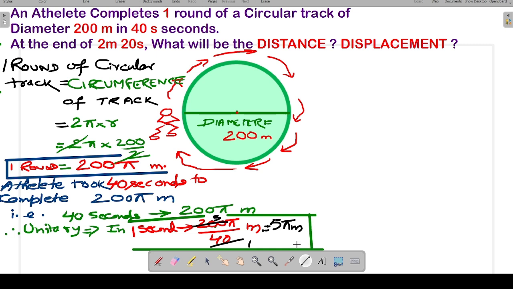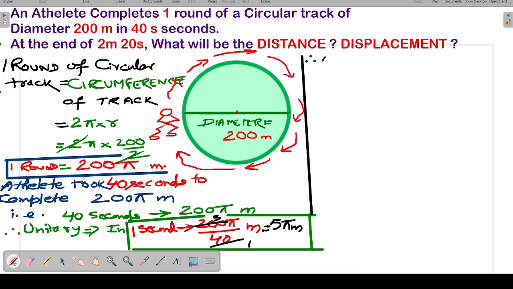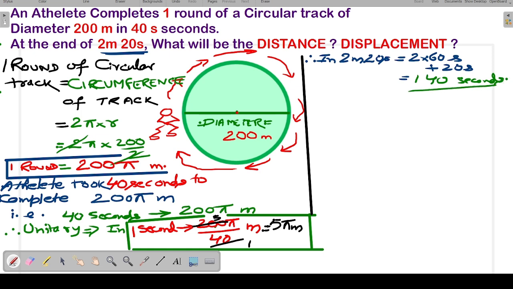So just mention over here that 5 pi meter is the distance which is covered by the athlete during running in 1 second, right? Now the second part of the question which I was mentioning earlier, that at the end of 2 minutes 20 seconds, what is the distance and displacement? So what is exactly 2 minutes and 20 seconds? Let us convert this into seconds. Just convert minutes into seconds and add the 20 seconds, right? So 2 minutes 20 seconds is equal to 2 into 60 plus 20, which will be 140 seconds, right? I have already shown it over here.